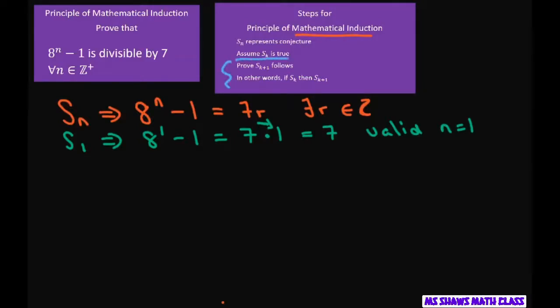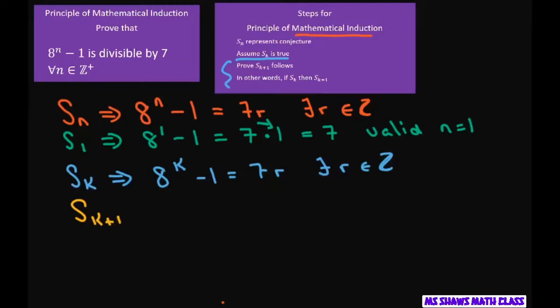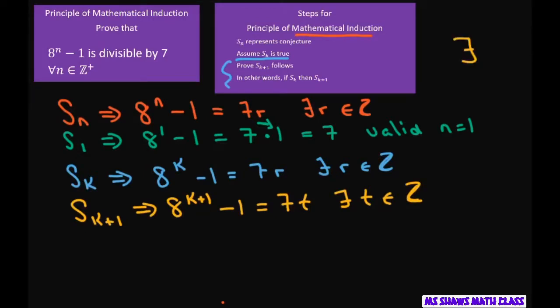In the second two steps, we're just going to set this up. We're going to assume that it's true for k, so we're going to write it like this, again for an integer r, and then show that it is true for S sub k plus 1. And that's for some integer t. This means there exists some number, so it's a lot easier to write it that way.